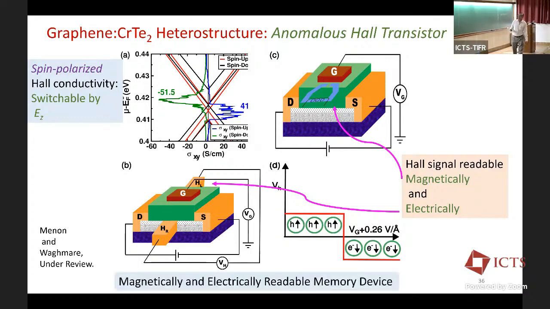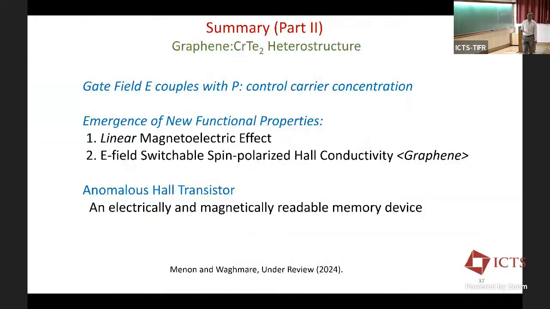So this functionality, by the way, is not there in graphene to start with. It's introduced because it is interfacing with this interesting ferromagnetic 2D system. So we get a magnetically and electrically readable memory device based on this kind of heterostructure. I'll summarize that there is an emergence of new properties, two of them, which are not present in any of the constituent systems to start with, by having a heterostructure.